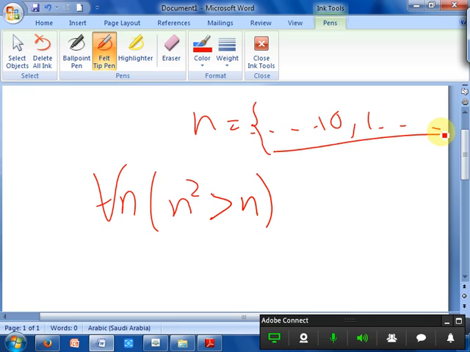Is it true? No. Even if it is the opposite, for example, minus 2 square is how much? Minus 2 square is 4. 4 is greater than minus 2.